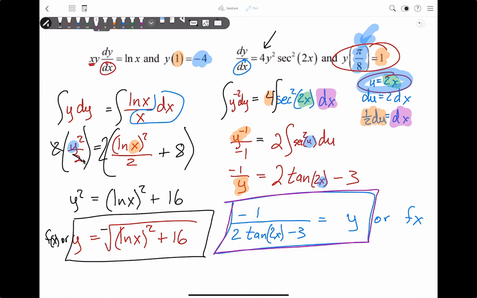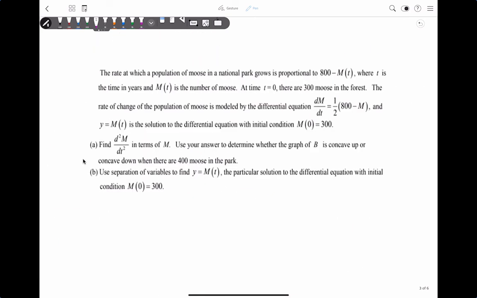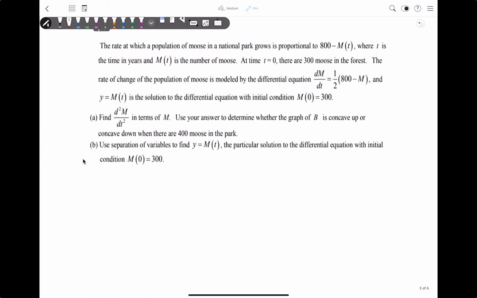Now that we've done 4 practice problems, let's go ahead and go to one free response question that you'll probably see something correlated to on the AP exam. Okay, so it says, the rate of the population of moose in a national park is proportional to this. Okay, and it says where t is the time in years, m of t is the number of moose. So at time 0, there are 300 moose in the forest.